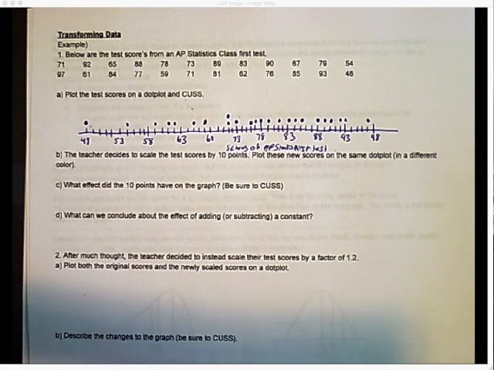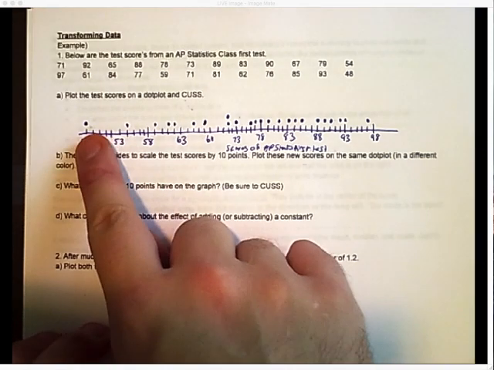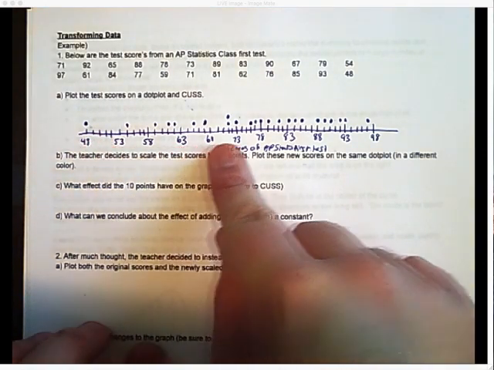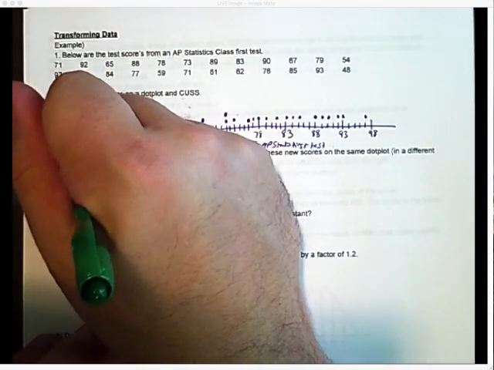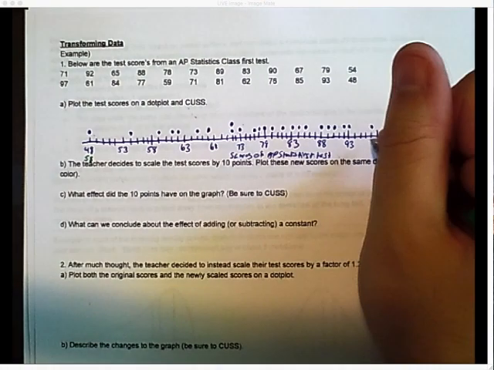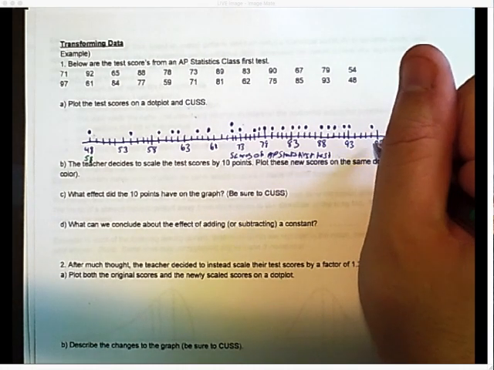It says the teacher decides to scale the test by 10 points. That means she's going to add 10 points to everybody. So think about all of these numbers changing by 10 points. The person that got 48 now would have a 58, and the person that got a 97 would now have 107.